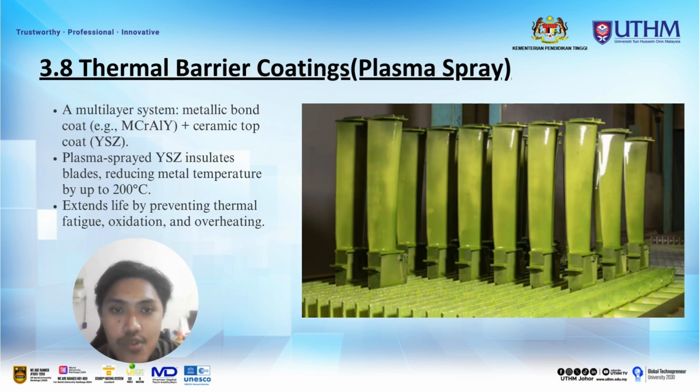Thermal barrier coatings, or plasma spray. What is a thermal barrier coating? A multilayered system of a metallic bond coat and a plasma-sprayed YSZ topcoat insulates the blade, reducing metal temperature by up to 200 degrees Celsius. It extends life by preventing thermal fatigue, oxidation, and overheating.